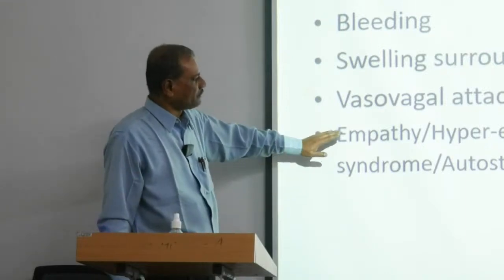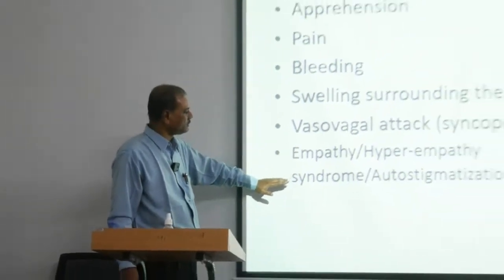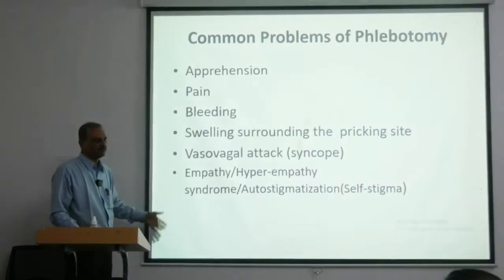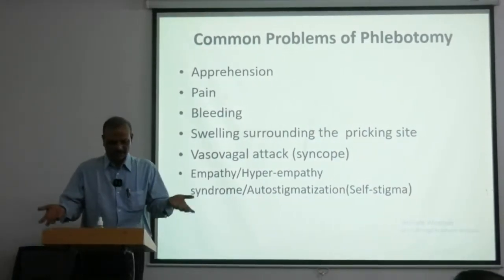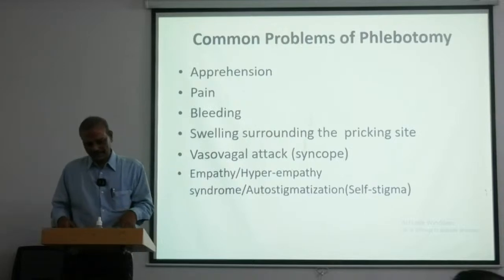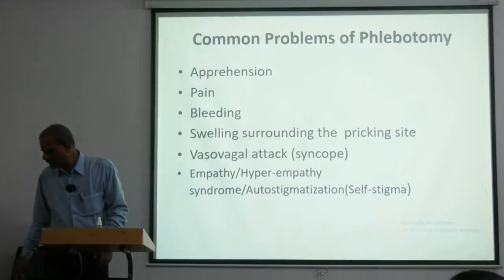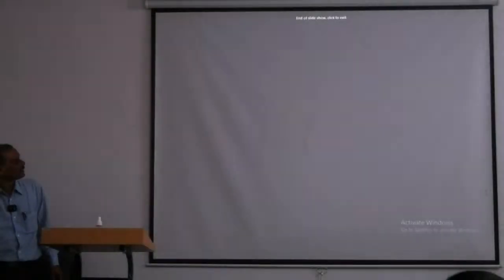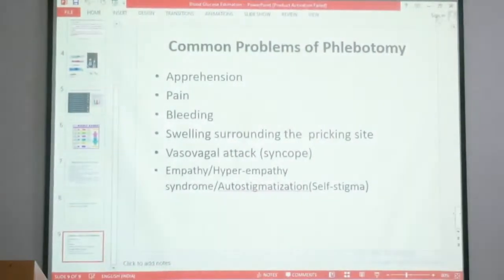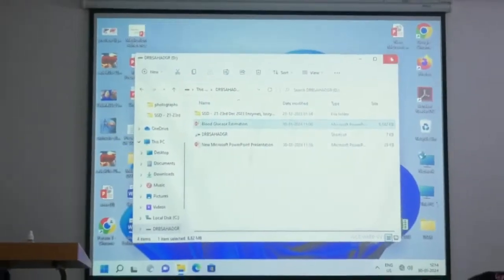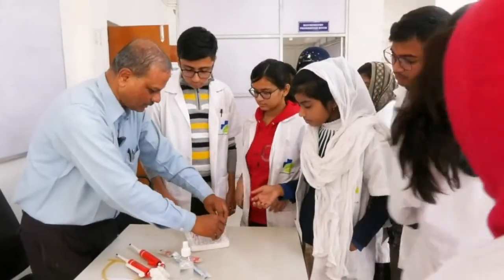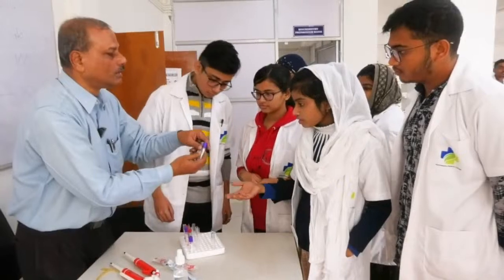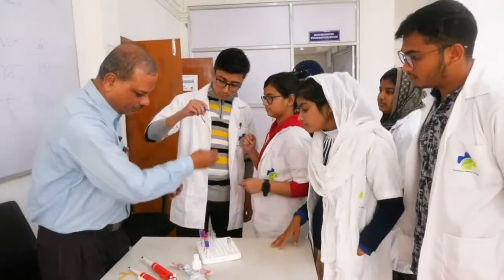So empathy, hyper-empathy, that is another issue. Sympathy, auto-stigmatization. Seeing somebody's pain, somebody will feel it, internalize that pain, and may also suffer from a vasovagal attack. With this I am concluding. I will show it to you. Write down. You just go. You come to the laboratory. Give the set completely. Set what is written there. I will explain it to you.